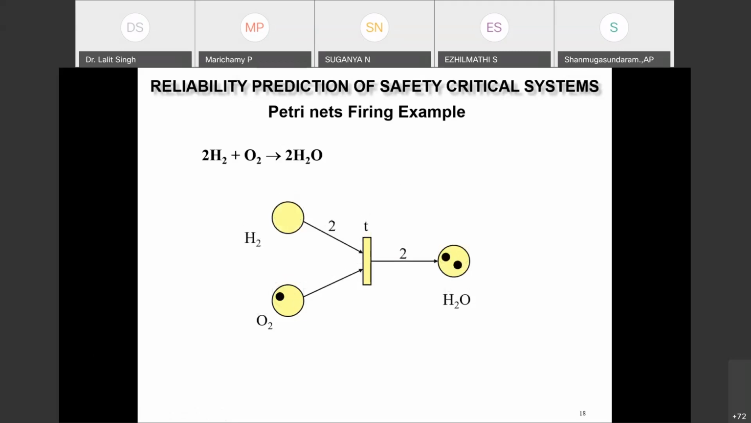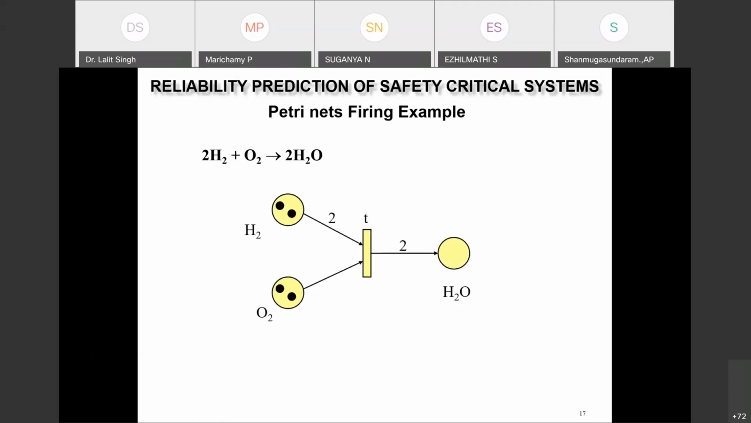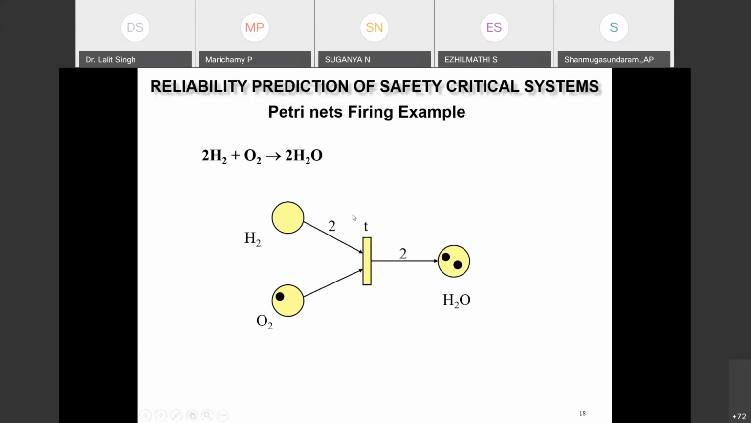So now the state has been changed. 2 tokens have been moved out from the hydrogen place and 1 token has been moved out from the oxygen place, and 2 have been deposited in water. So the distribution of the tokens represents the state of the system. Here the distribution of the tokens is 2, 2, 0, because hydrogen was containing 2 tokens, oxygen was containing 2 tokens, and water is containing 0 tokens. Now after firing T, the distribution has changed to 0, 1 and 2.